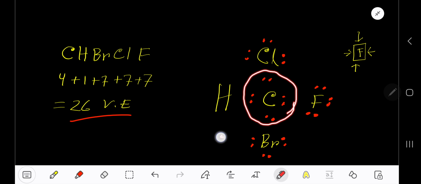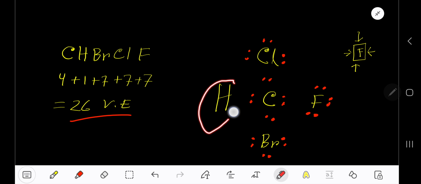Carbon is the central atom because it has the highest capacity of making bonds, 4 bonds it can form, plus it is the least electronegative, and hydrogen is all the time considered as an outer atom. So this is the Lewis dot structure. You can replace this bonding pair by a line.